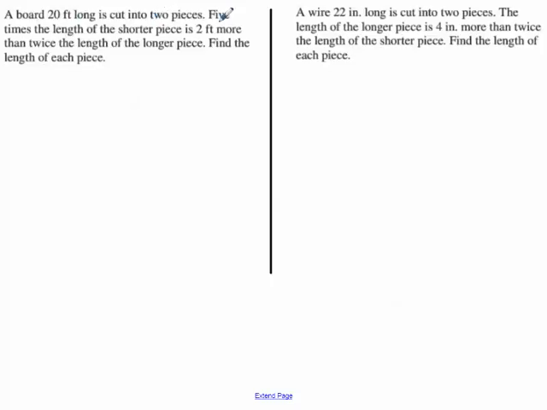A board 20 feet long is cut into two pieces. 5 times the length of the shorter is 2 feet more than twice the length of the longer. Wow. Find the length of each piece.